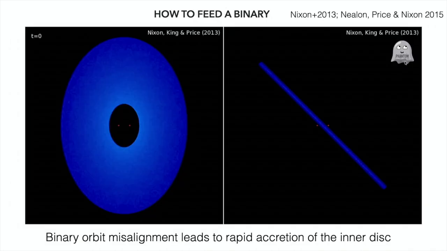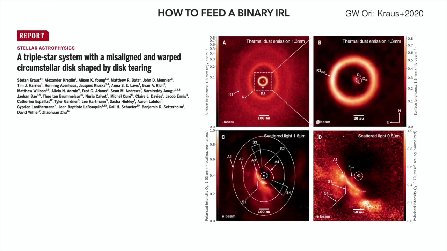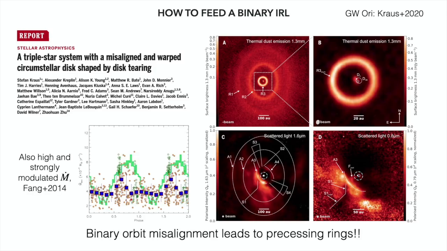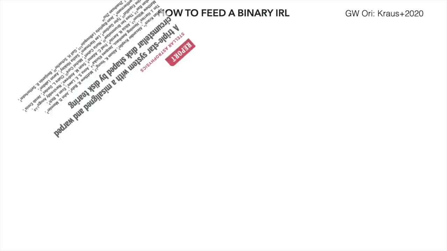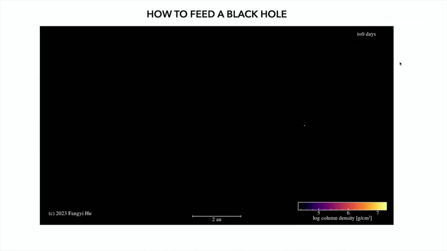All right, so I'm going to try and finish there. I'm going to skip a couple of things, but there's another way you can misalign and warp disks, and that's to put a misaligned binary in the middle. This is also observed in the real disk population, so it's not fictional anymore. It also drives a strongly modulated accretion rate, which is driven by this kind of precessing rings from a binary. But misalignment is the common story. There's also the same story that we've been studying in black holes.